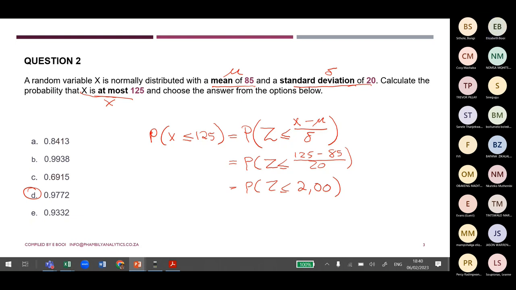Is the next? Always remember when they ask you about the probability, you need to calculate the Z value and then go to the table to find your value. Always leave your answers to 2 decimals. Make sure that you know how to round off correctly as well.